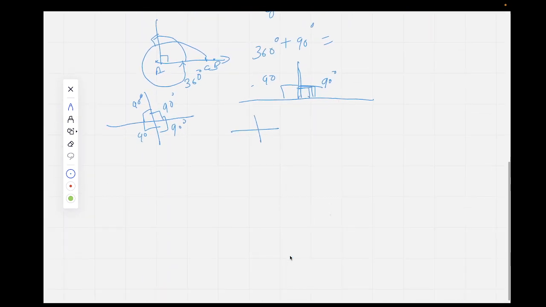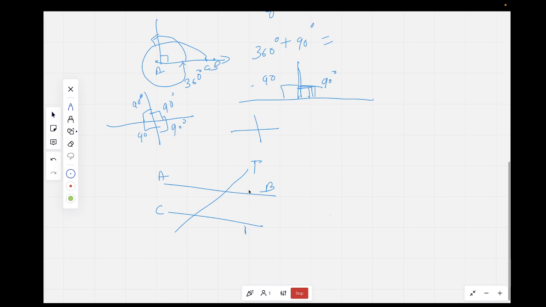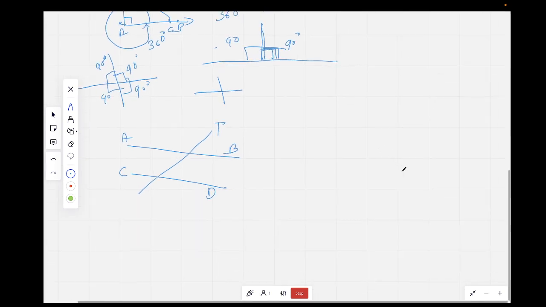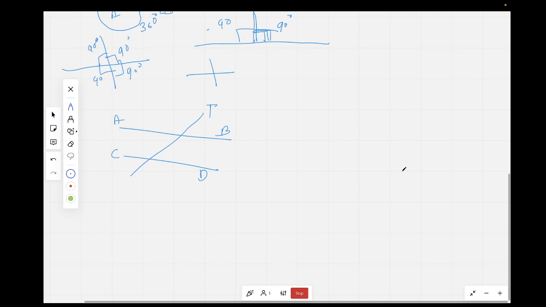Now let's study the concept of a transversal. What is a transversal? Given two parallel lines, if a line intersects the two parallel lines, this line is called a transversal. Let's say we call it line T and the lines A, B, C, D. So let us first understand what parallel lines are.